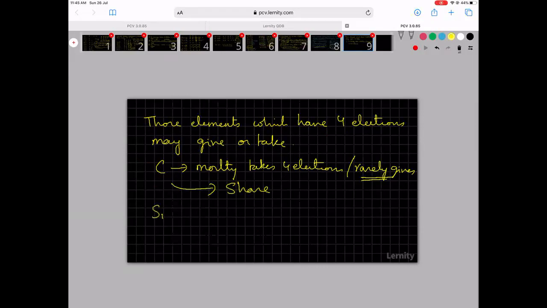Okay, silicon mostly gives 4 electrons. But it is very difficult to give 4, so it will share.